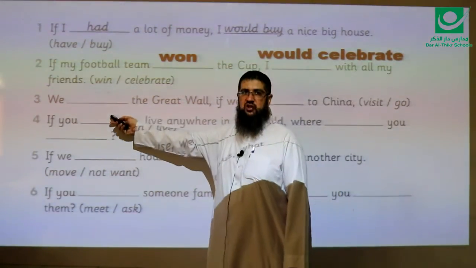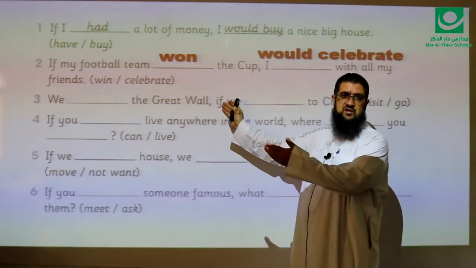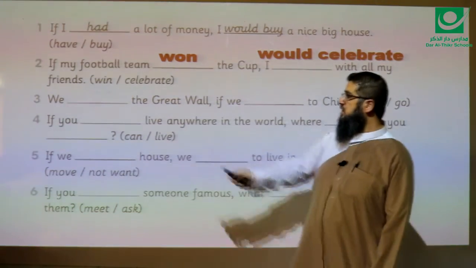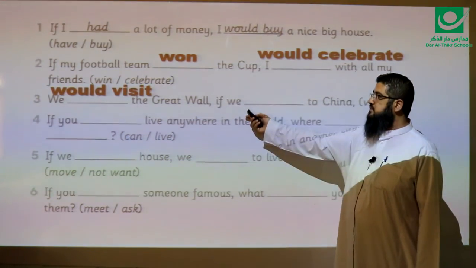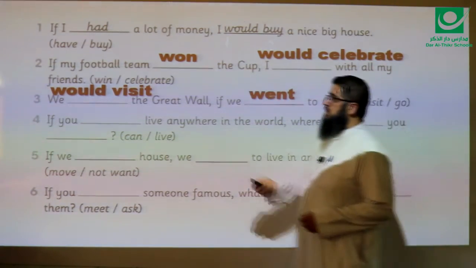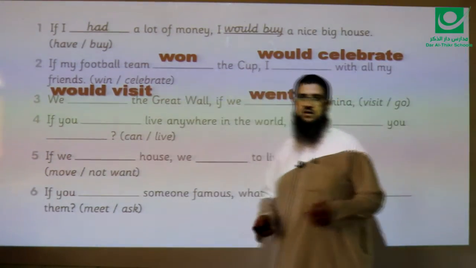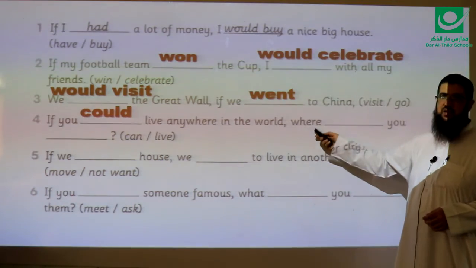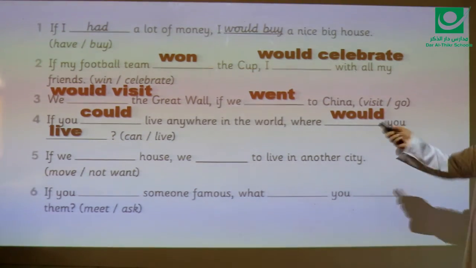Now, students, please pay attention in number 3. The if part, okay, it starts here. Actually, we can start the sentence with if, or it can come in the second part of the sentence, but of course you need to put a comma. So here I need to put would and the verb. We would visit the Great Wall if we, here I have go in the simple past, we say went to China. For number 4, again we started with if, live anywhere in the world, and you have can in the past, it becomes could. Again, students, if we could live anywhere in the world, we, the second part, we need to say would and the infinitive.